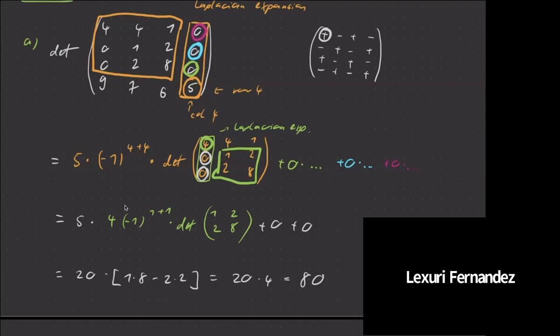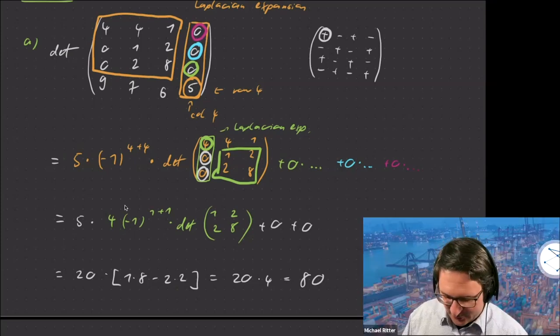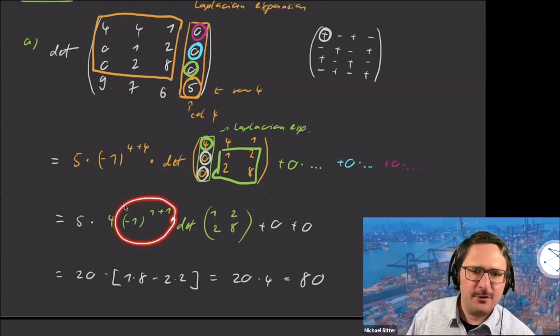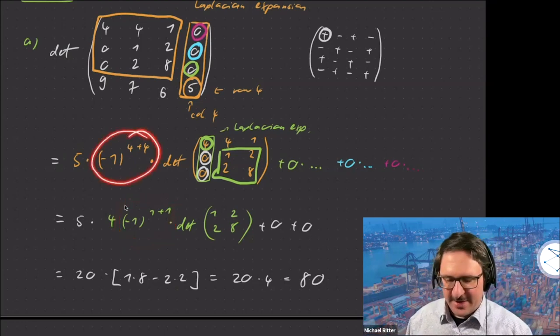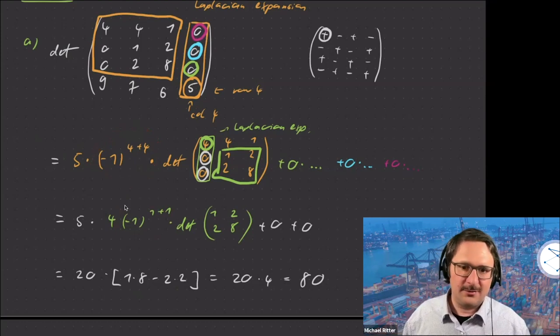It's minus 1 to the power of 2, which is 1. This is why it becomes positive. Yeah, right. Minus 1. So this one here, minus 1 to the power of 2, 1 plus 1, that is plus 1. Same here. Minus 1 to the power of 8 is plus 1.